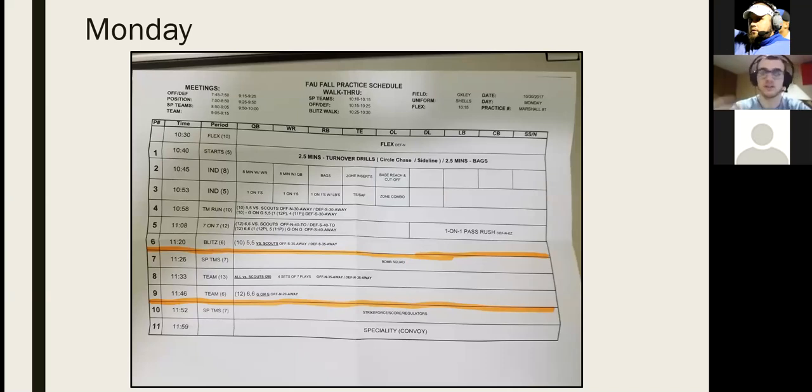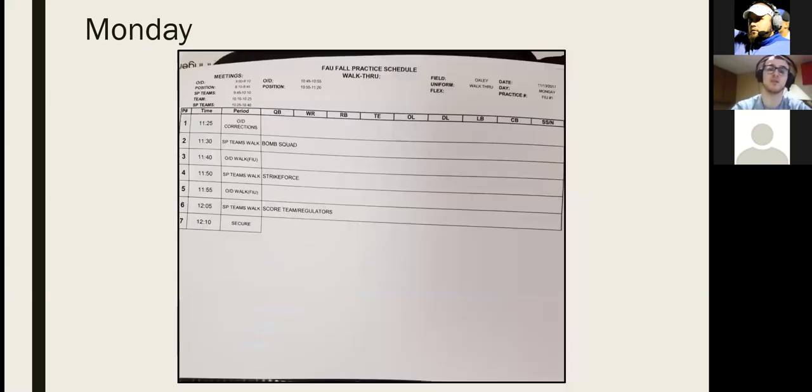We had a regular install day on Mondays towards the beginning of the season. Once we got towards the end of the season, we shifted a little bit, and Coach Kiffin wanted to give guys rest on their legs, so we moved to something more along the lines of this. We'd start with our OD corrections, then move into more of a walkthrough style practice. And I think this was really good. It helps save on the legs, and it really focuses a little bit more on the mental game.